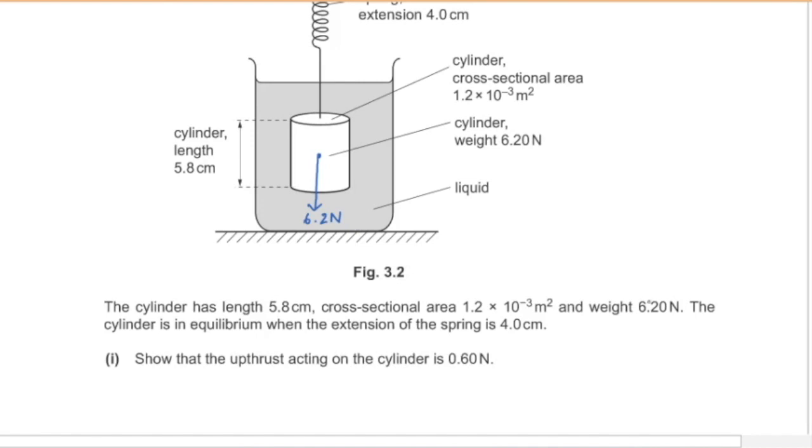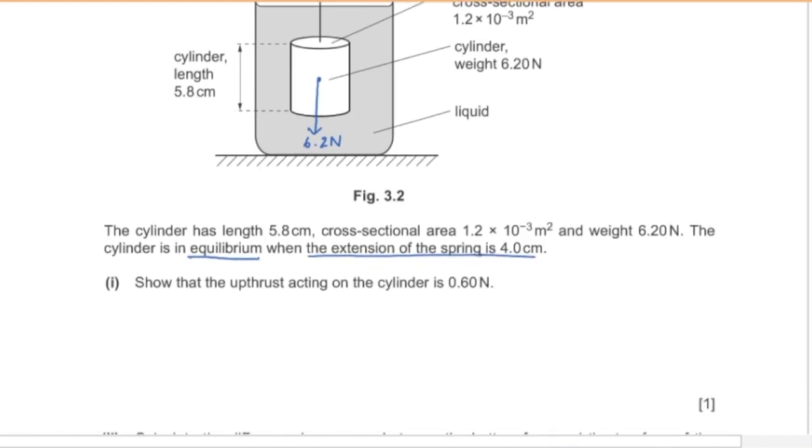The cylinder is in equilibrium state. So all the forces that are acting on the cylinder must be equal when the extension of the spring is 4 centimeters. So when the extension of the spring is 4 centimeters, this is found in the state of equilibrium. Part 1 shows that the upthrust acting on the cylinder is 0.6 newtons. So the cylinder is in equilibrium state, so all the forces acting on the cylinder must be balanced.